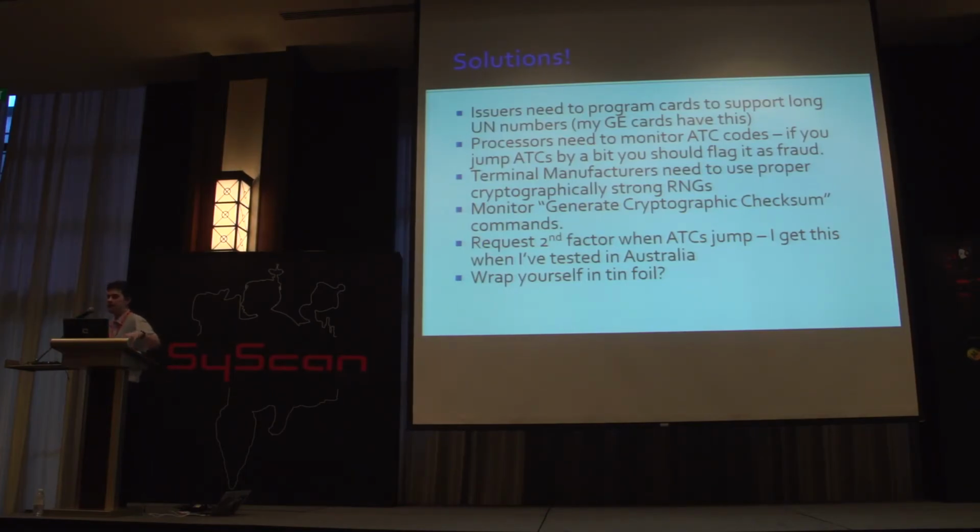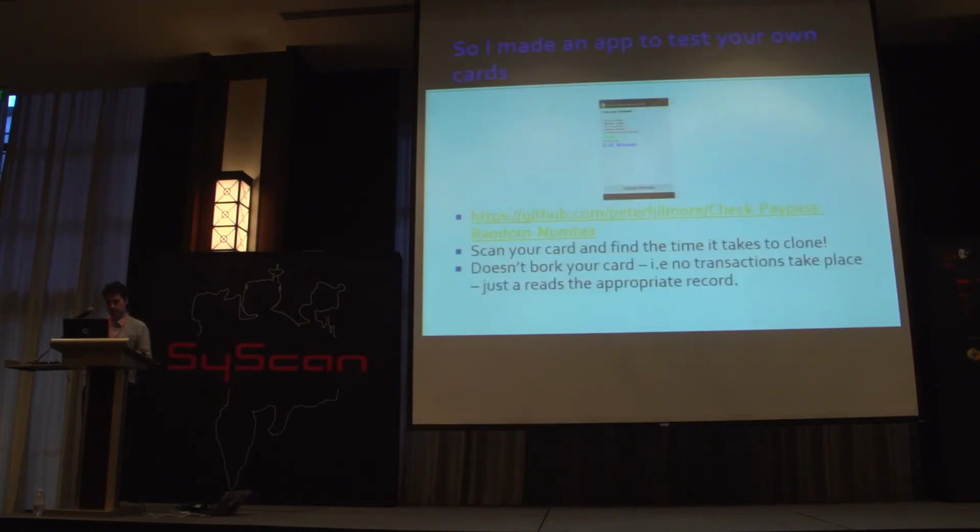Most of the time there's an assumption that issuers are programming correct codes to the cards, and on the payment processing side, fraud detection is actually taking account of your ATC codes. So the way to protect this stuff, there's a number of different areas you can do it, but primarily you just need to monitor your ATC jumps. If you jump 10 or 20 transactions, there's a good chance that the card's been cloned and you can flag it. And all the other things here, I'll skip over.